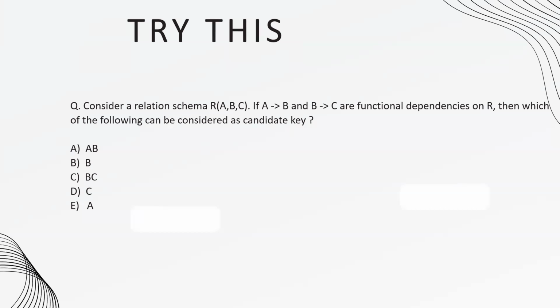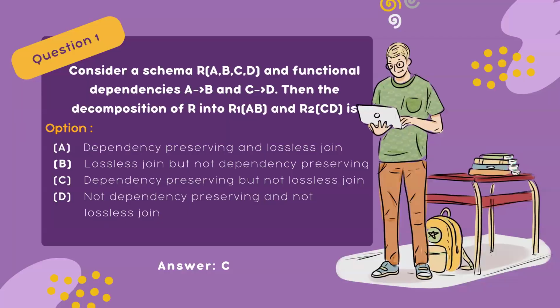Consider the relational schema R of ABC. If A implies B and B implies C are functional dependencies on R, then which one of the following is considered a candidate key? So it will be D.